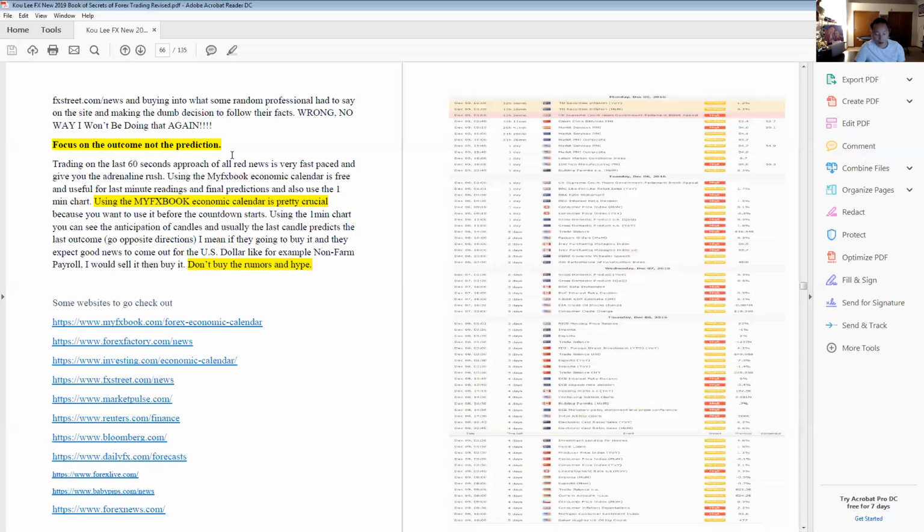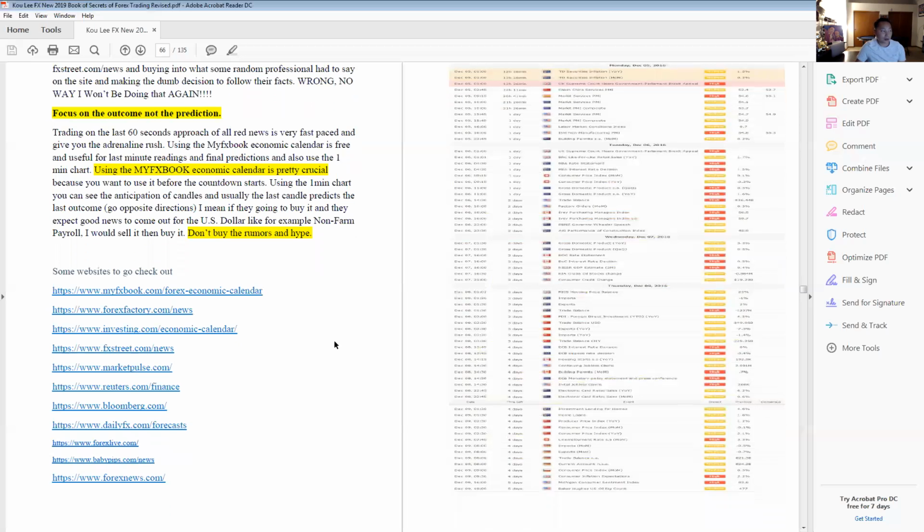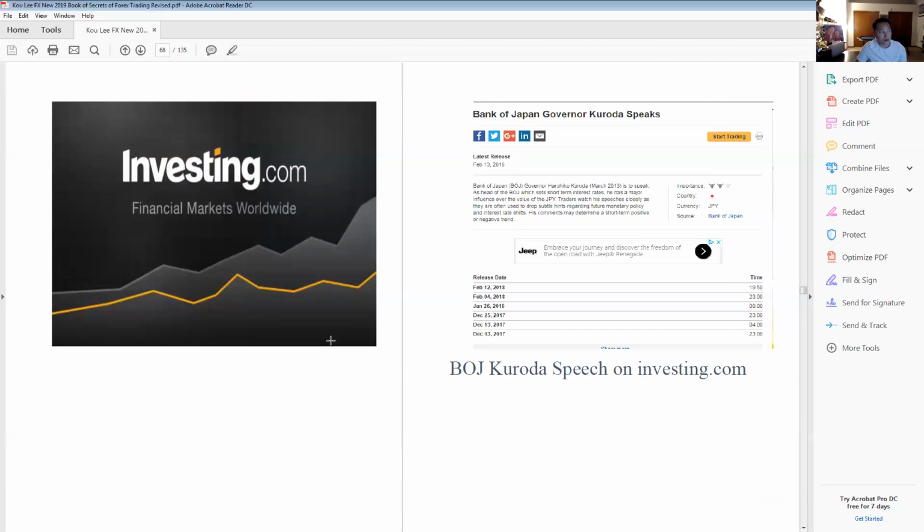The one currency that has the most high impact news will be the one that moves the most in pips for the whole week. That's it. Because you're going to catch the most pips, you catch the most profit, right? So that's something else to pay attention to. Like I said, don't buy the rumors and the hype. You don't follow what someone else is saying. You have to do your own research on this.